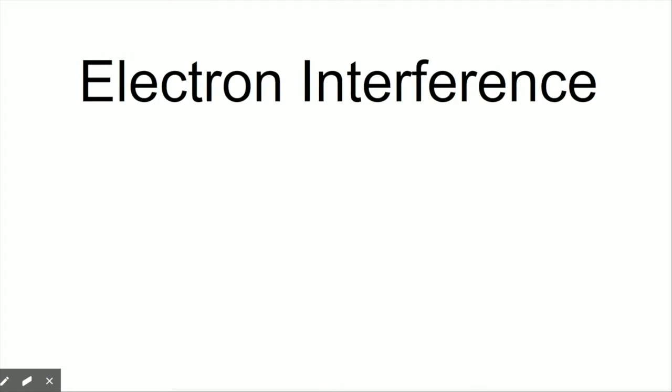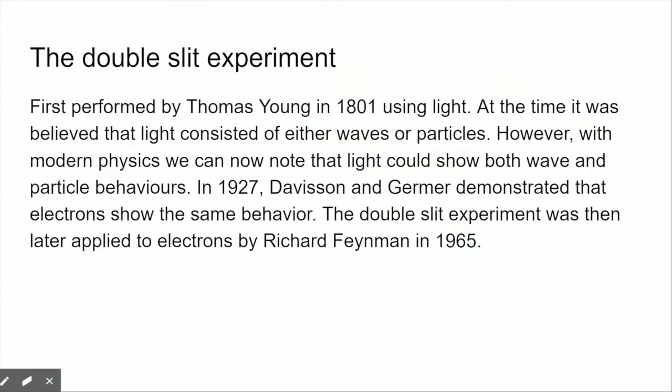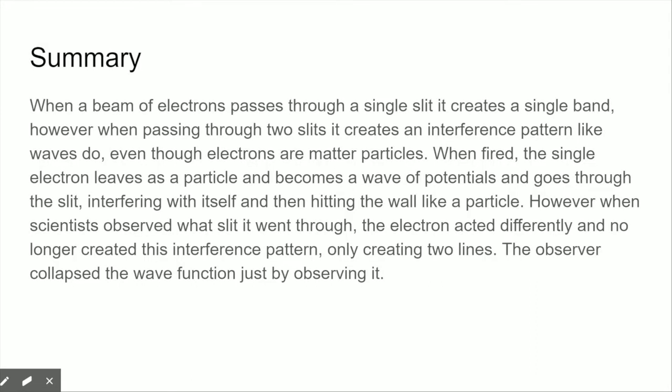Electron interference. The double-slit experiment was first performed by Thomas Young in 1801 using light. At the time, it was believed that light consisted of either waves or particles. However, with modern physics, we now know that light can show both wave and particle behaviors. In 1927, Davisson and Germer demonstrated that electrons show the same behavior. The double-slit experiment was later applied to electrons by Richard Feynman in 1965.